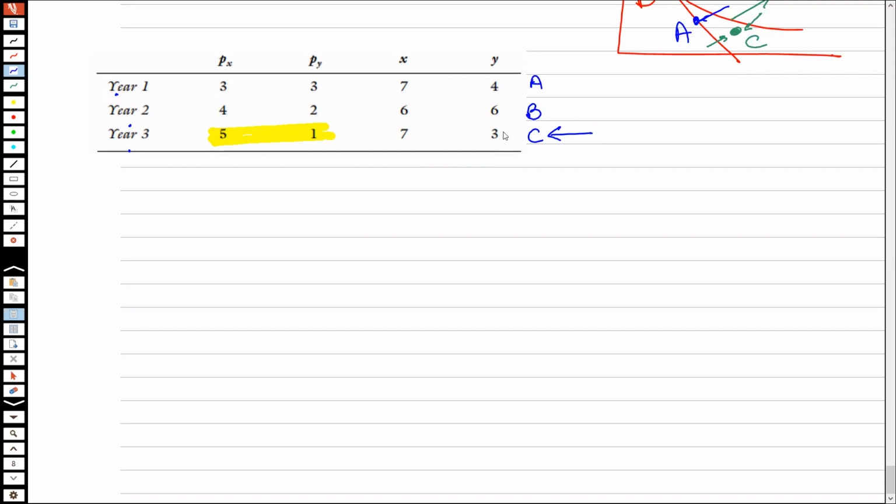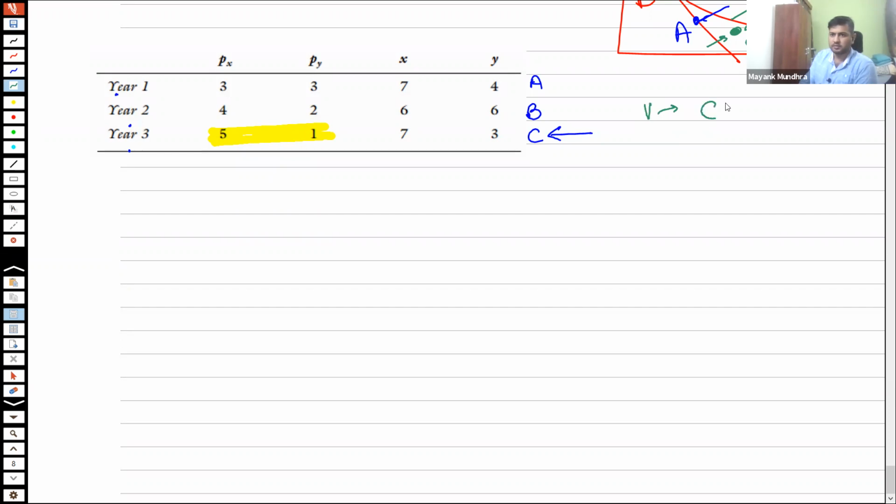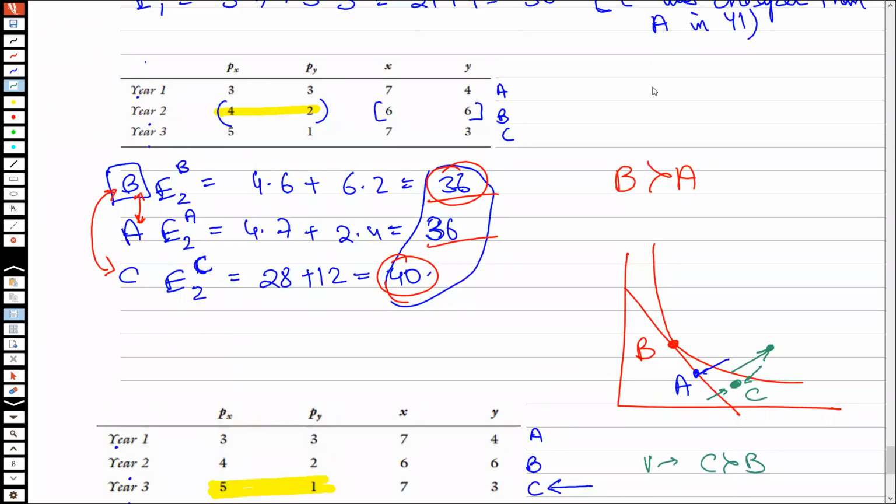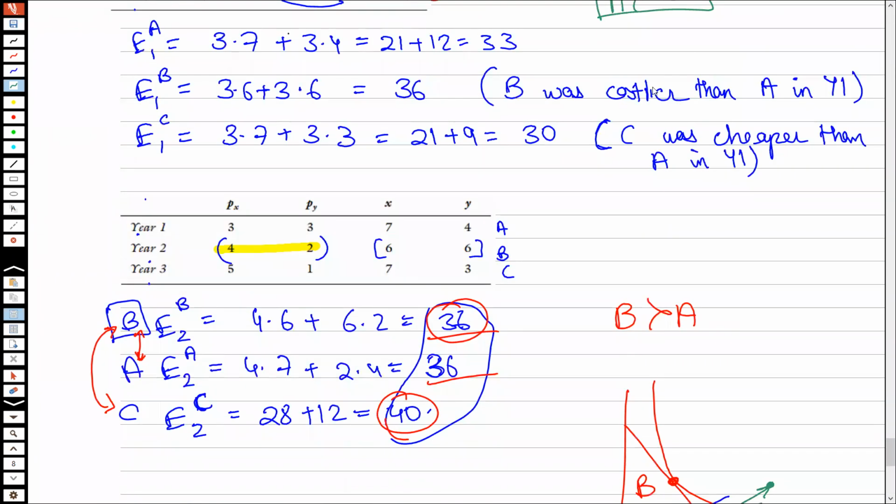So C is preferred to B. Vinay's answer is C. So that's the only relation you're getting? Yes, sir. Since I got E3A as 39, so it was more expensive.